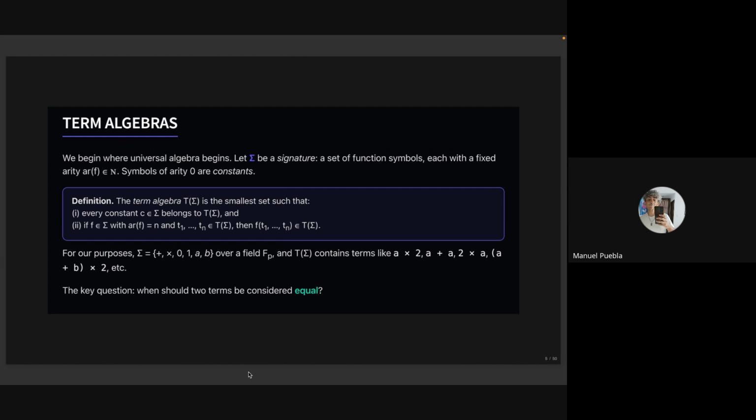The key question is, when should two terms be considered equal? Do you hear me? Is it going okay? Yep. Okay. Right. Yes.